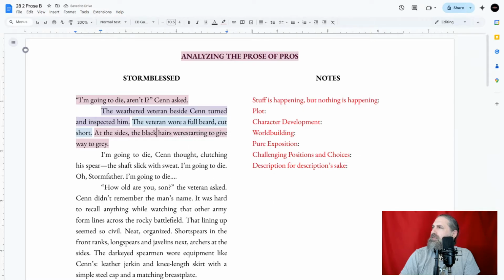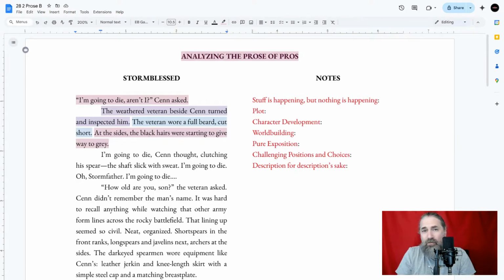At the sides, the black hairs were starting to give way to gray. All right, so this is still Sen recognizing. If you notice, it goes from the beard, to the short hair, and then the sides. So there's a natural, logical order: the beard, the hair, and then the sides. And that tells you something about Sen. That's a choice. The character made a choice to recognize the beard, the hair, and the sides.